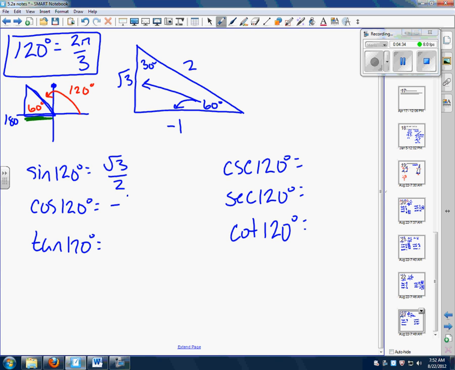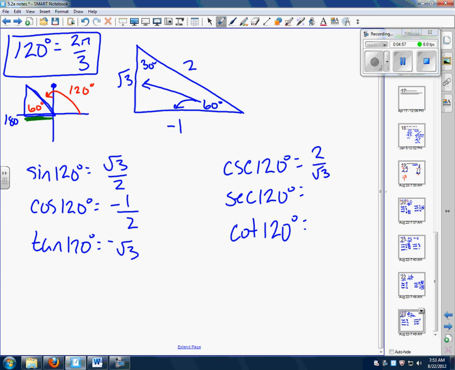Take the adjacent. This is now a negative 1 over 2. Okay, tangent. Opposite over adjacent. So this is square root of 3 over a negative 1. So just throw the negative in front of it. Okay, cosecant of 120. So we're going to flip this.